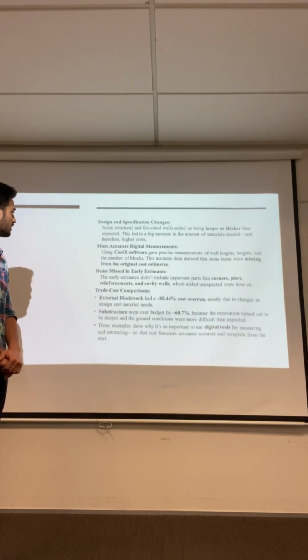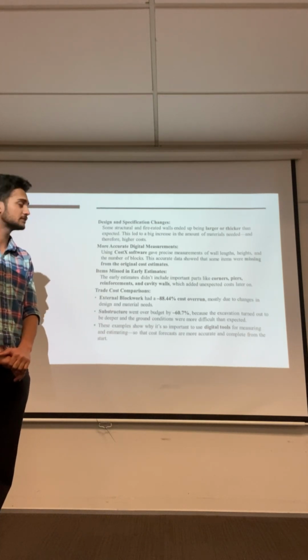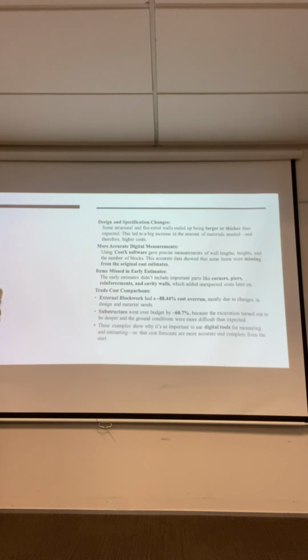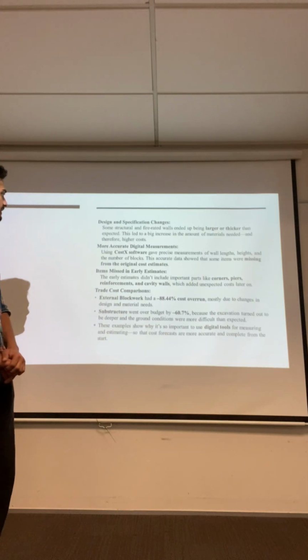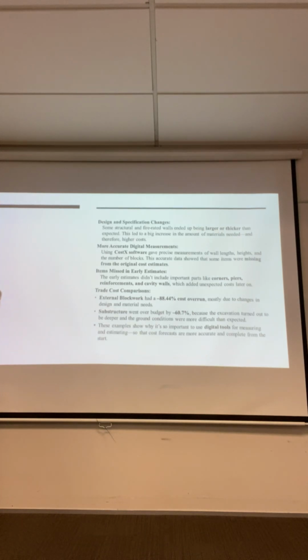Items missed in early estimates. The early estimate didn't include important parts like concrete, fires, reinforcement and cavity walls, which added unexpected cost later on. Trade cost comparisons: external block work had minus 18.8844% cost overruns, mostly due to changes in design and material needed.